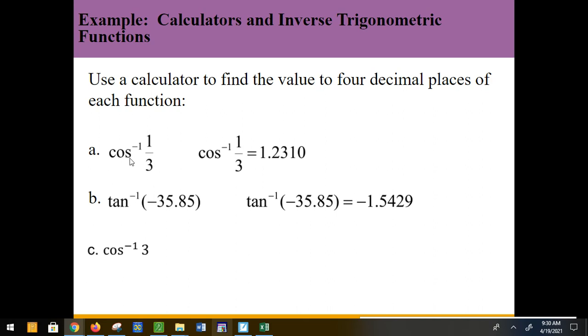So a couple examples here, the cosine inverse of 1/3 is equal to, well, round it to 1.2310. You would never try to do that by hand. Tangent inverse of -35.85 is equal to -1.5429. Depending on what calculator you have, there's different ways to do this. If you can't figure out how to do this on a calculator, then jump on a breakout room instead of me trying to go through what it looks like on a bunch of different calculators on this video. I think just give it a try with whatever calculator you have. And if you can't figure it out, then that's what the breakout room is going to be for during class today.